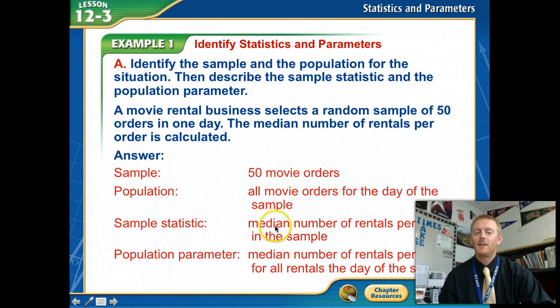The sample statistic would be the median number. It gives us what it's using for its statistic. And the population parameter would be the median for all rentals. So the sample statistic would be the median of the sample, and the population parameter is the median of all rentals for that day.